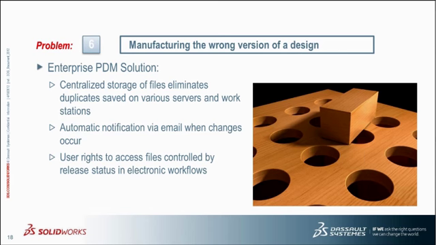And lastly, Enterprise PDM can control who has rights to access files based on the release status in the electronic workflow. So either where the file is located or where the file is in its workflow state. So when engineering is making design iterations before an actual release, only certain users and groups would be able to access those intermediate versions that may not be ready for production.